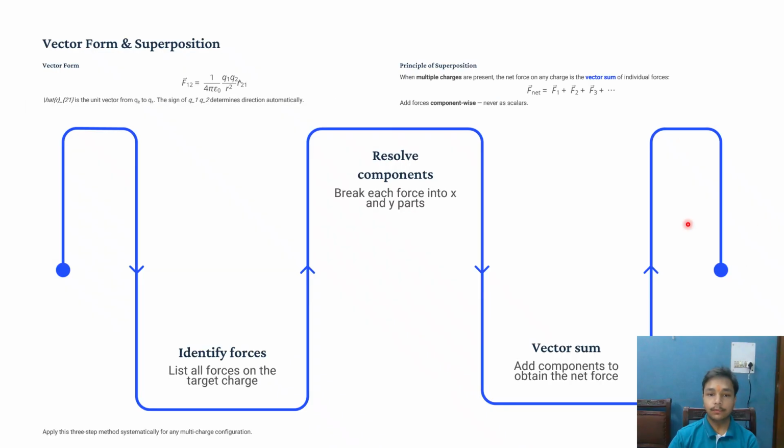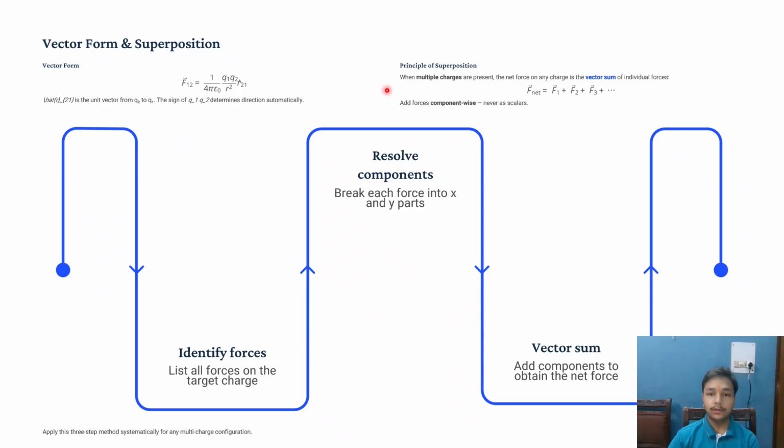Okay. Moving forward, the vector form and the superposition. So the vector form is given as F12 is equal to K Q1 Q2 by r square, or 1 by 4 pi epsilon naught, Q1 Q2 by r square into r hat. Here r hat is the unit vector from Q2 to Q1. The sign of Q1 Q2 determines the direction automatically.